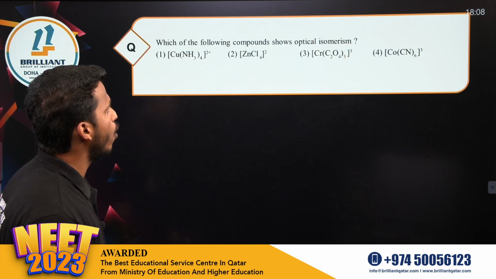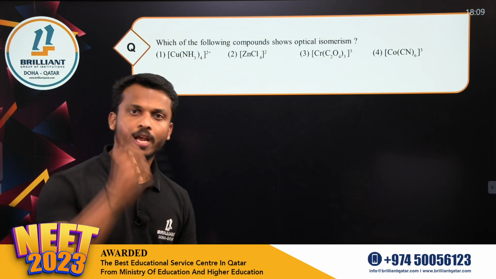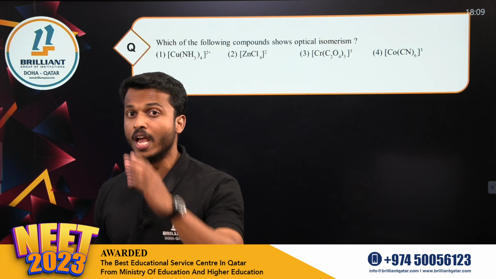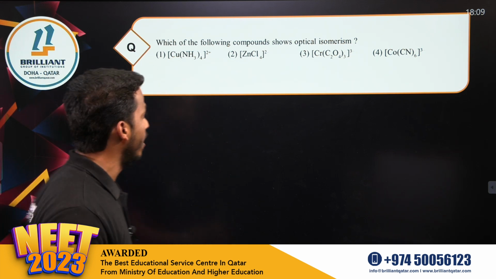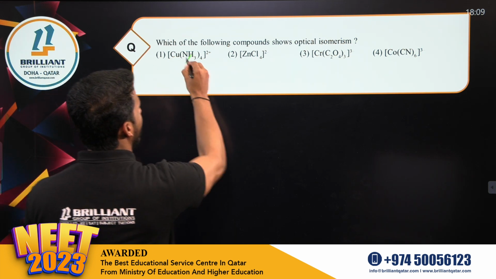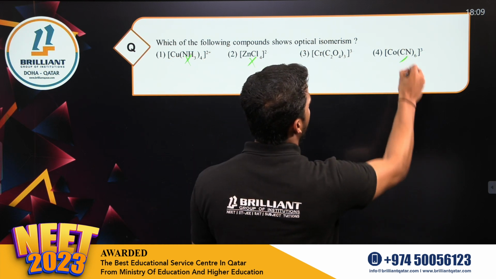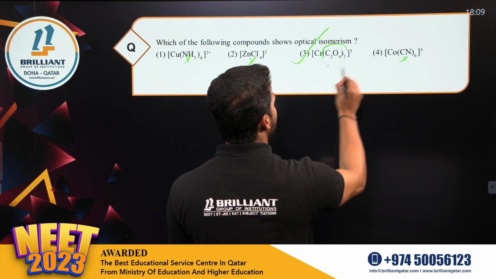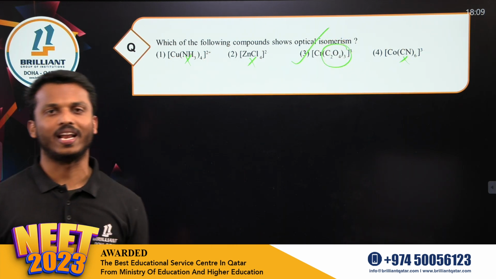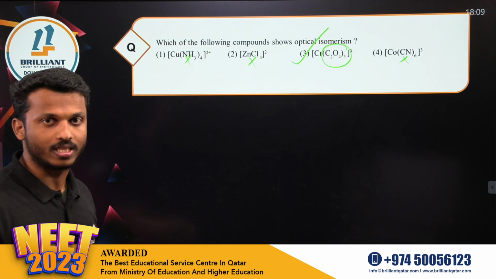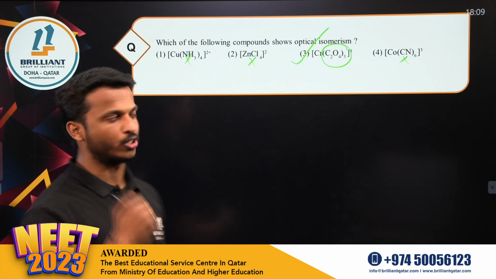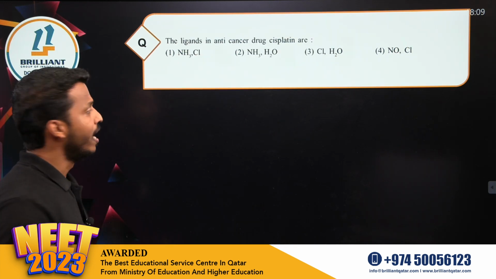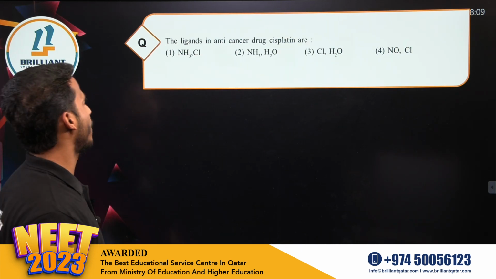Next, question number 7. Which of the following compounds shows optical isomerism? In part 1, I already told you the condition to show optical isomerism. The compound should contain 2 or 3 identical bidentate ligands. Here the others are monodentate ligands. Option 3 is the only one containing 3 oxalate, so it can show optical isomerism. And the one more condition: its mirror image should be non-superimposable. Yes, of course, you can see that its mirror images are not superimposable.